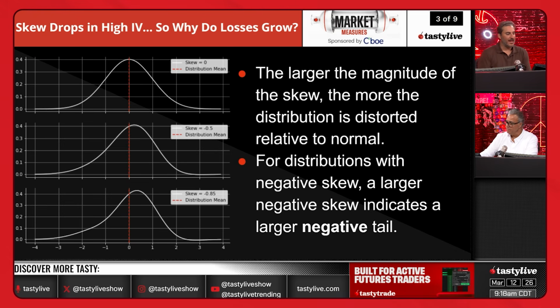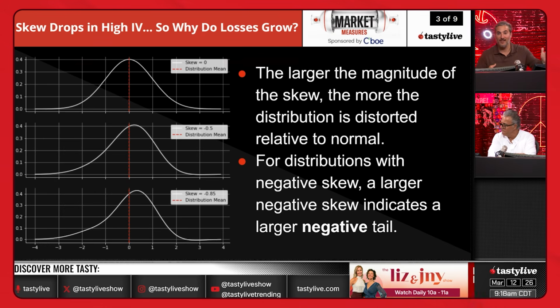So the larger the magnitude of the skew, the more the distribution is distorted relative to normal, right? So the higher the number of skew, the wider that tail is going to be. It tells you how wide your distribution is to whatever the skewed side is. And we're going to look at some situations here with the study that we're looking at.